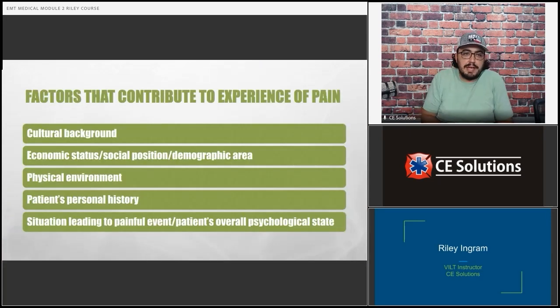All right, factors that contribute to experience of pain. Cultural background's got a big thing to do with it. Depending on where you're raised, it's just what the social norms are, right? And I'm not talking about, oh, I'm from Texas or you're from Washington. I mean people from completely different cultures, other countries, right?